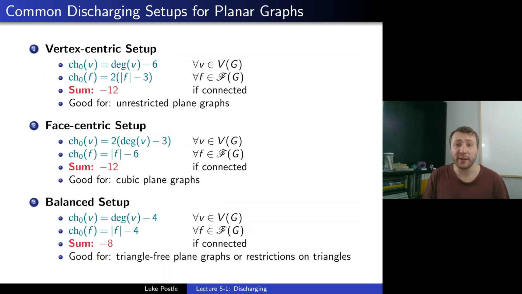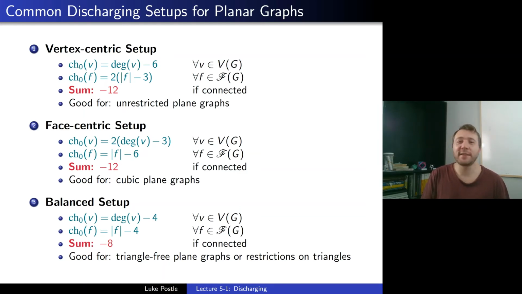We're getting more out of lowering the charges, or rather upping the charges of the vertices. Could be good for restrictions on triangles. So somehow if you don't have too many small degree vertices or faces, this might be a good setup. And I won't go through it, but of course, using Euler's formula, you could pick essentially any convex combination you want.